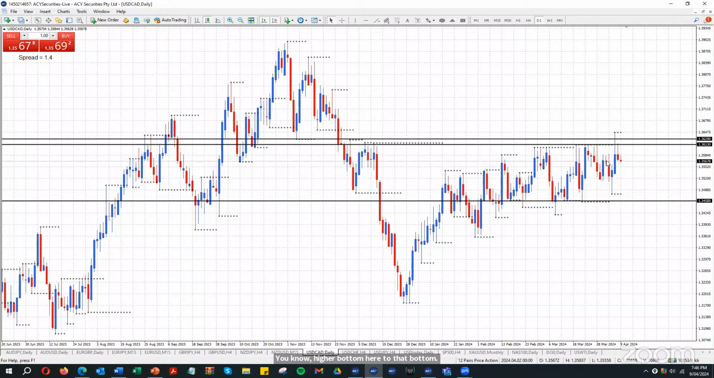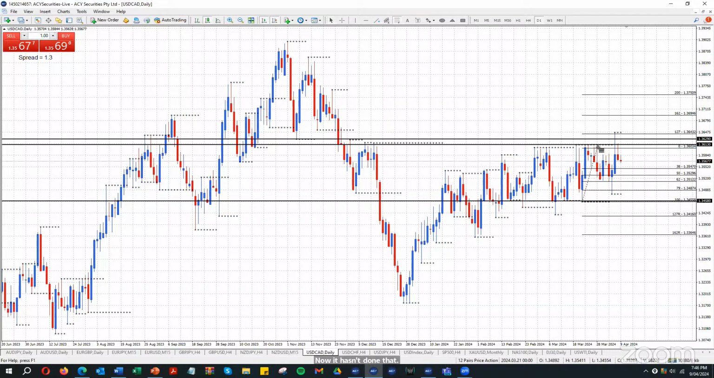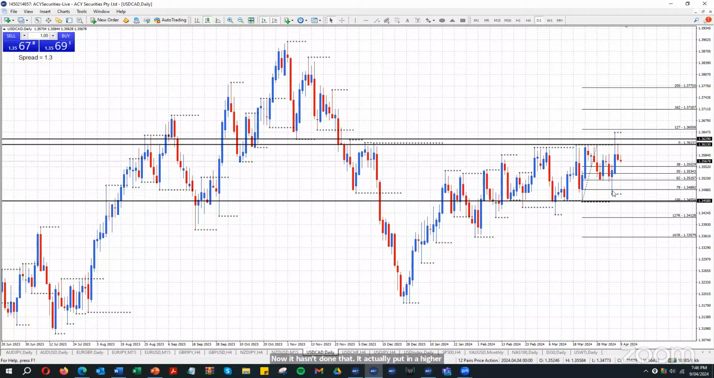So last week, as we were coming down here, I said, watch the bottom of the range. Now it hasn't done that. It actually put in a higher bottom. So really kind of a 7% pullback. Couldn't quite get up to 127 extension, but there is a bit of a trend maybe forming in here. Are we gonna maybe do something like that?